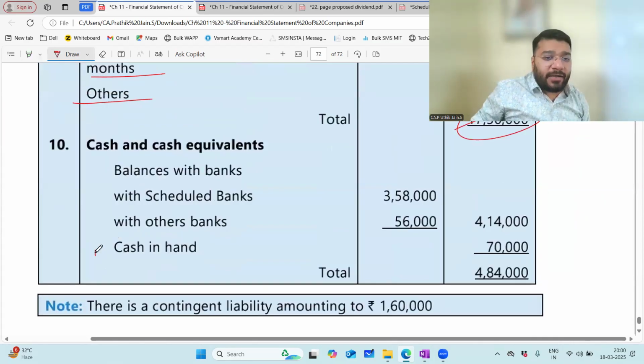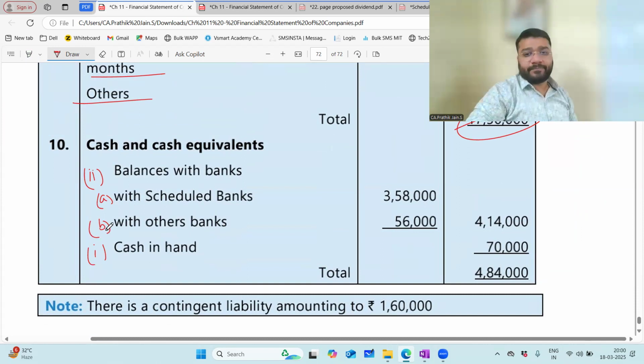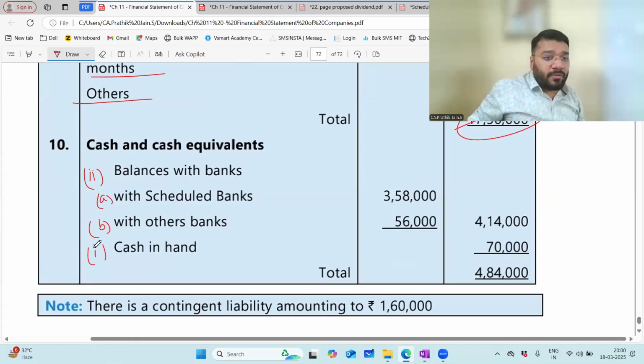Guys, always write cash in hand first. Second will be balance with bank. In that, with scheduled banks A, with other banks, non-scheduled banks B. First is cash in hand. Second is balance with bank.